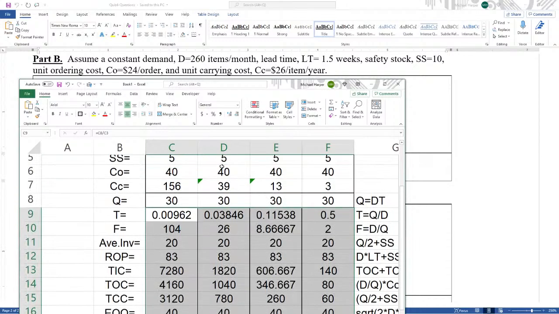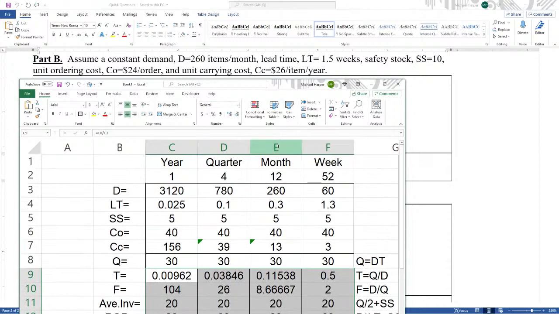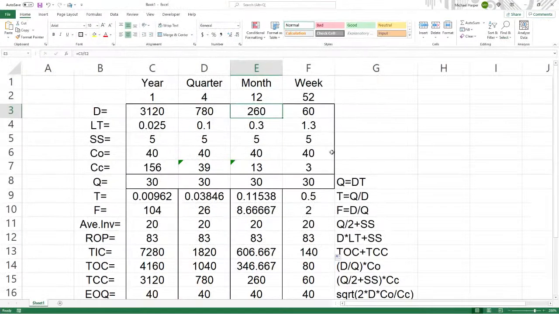And actually what we're going to be doing is 260 items per month. It's the same number. The lead time is different. 1.5 weeks, that's different. Safety stock is 10, that's different. Ordering cost is 24, that's different. Carrying cost is 26 items per year, that's different. So it is different. Okay, so let's just copy this over, since we already have the table.